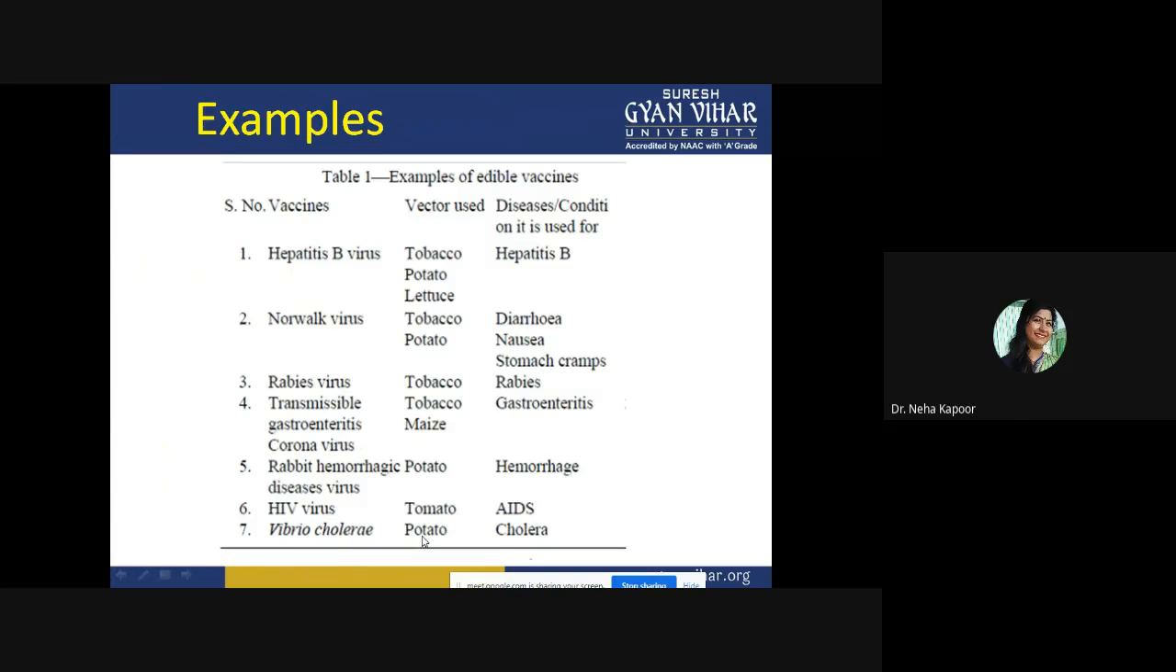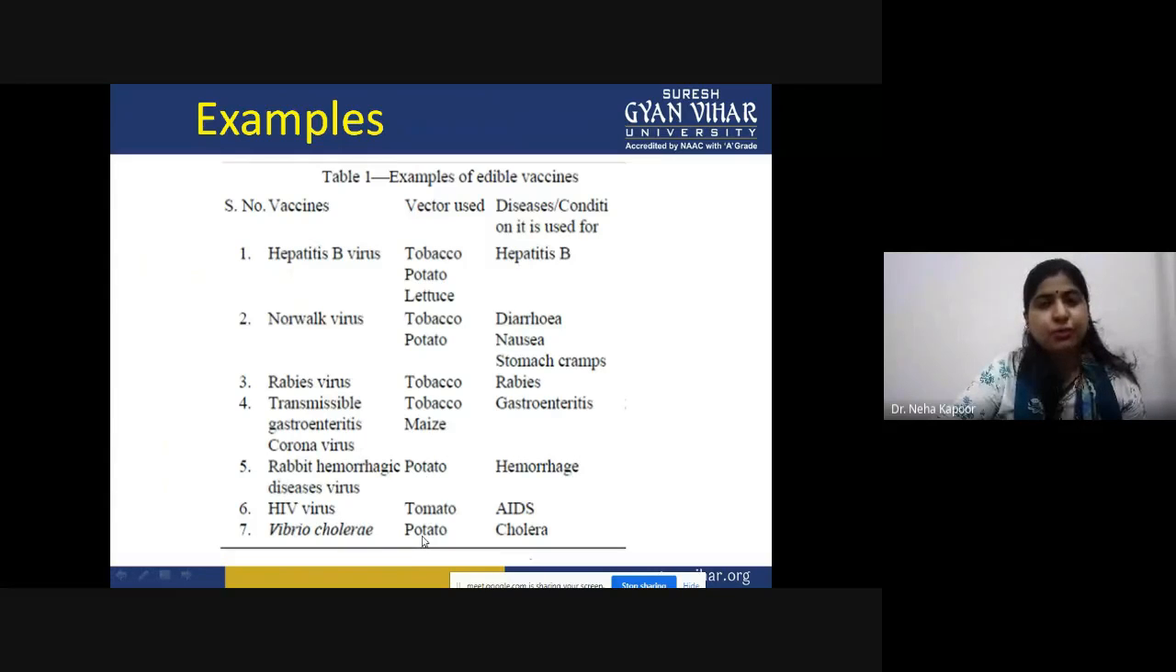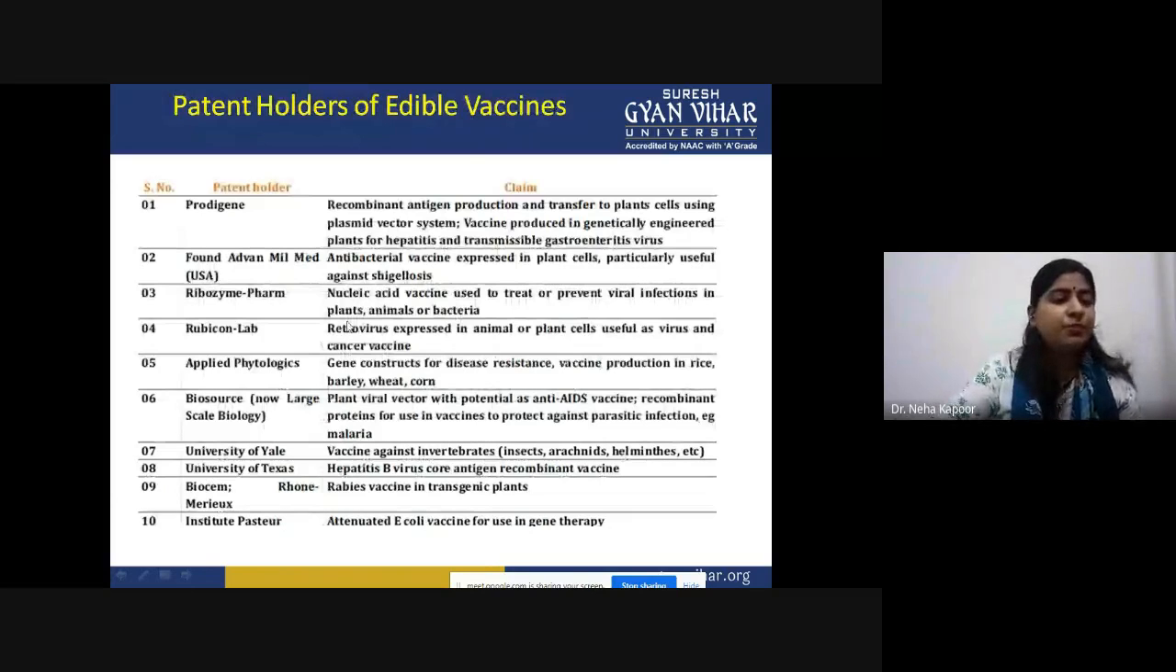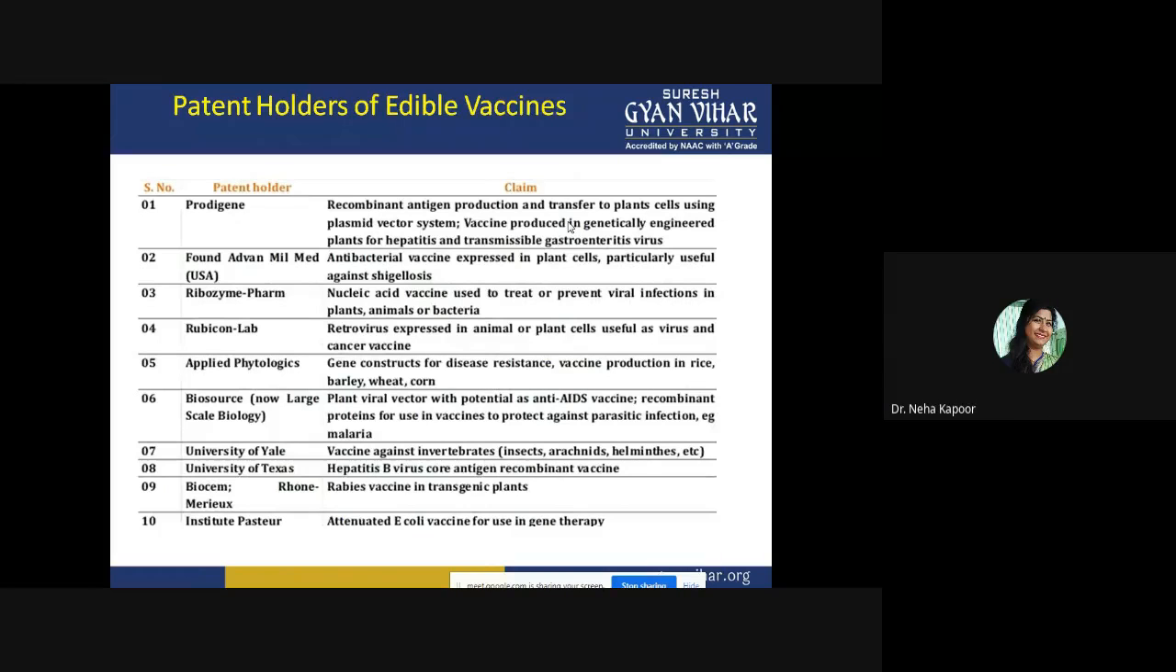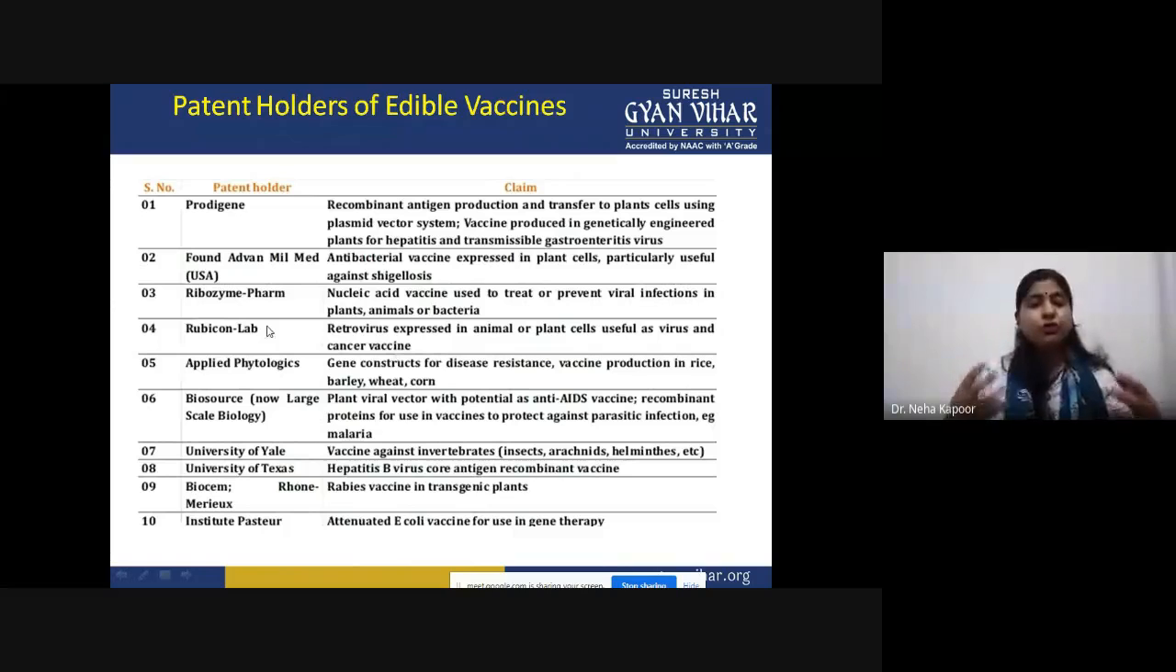There are a few patent holders of these edible vaccines also. There are many companies working in this area. Protein: Prodigene, the recombinant antigen production and transfer to the plant cell using a plasmid vector system was carried out, so as to treat hepatitis and enteritis virus. In the case of Ribozyme Pharma, a nucleic acid vaccine was used to treat and prevent viral infection in plants, animals, and bacteria. Rubicon lab, the retrovirus was expressed in animal and plant cells, useful as a cancer vaccine.